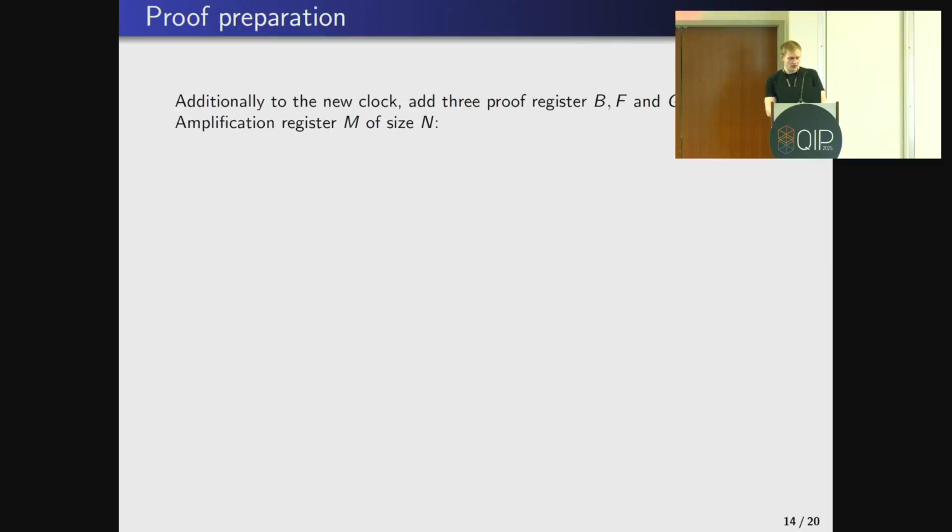So now how will this work in practice? Next to the new clock we defined, we will have 3 copies of the proof. The reason we have 3 copies is only a technicality, similar to the switch register: we cannot flip the proof qubit with just one 2-local gate. And we will have a large amplification register of size n, where n was roughly the size of the input.